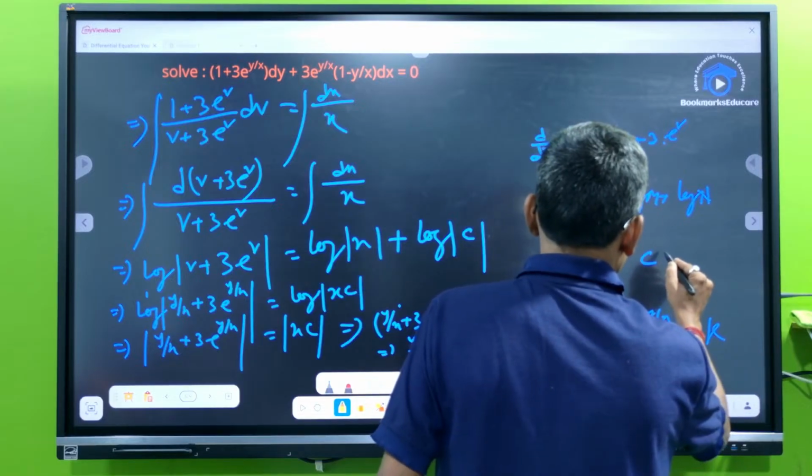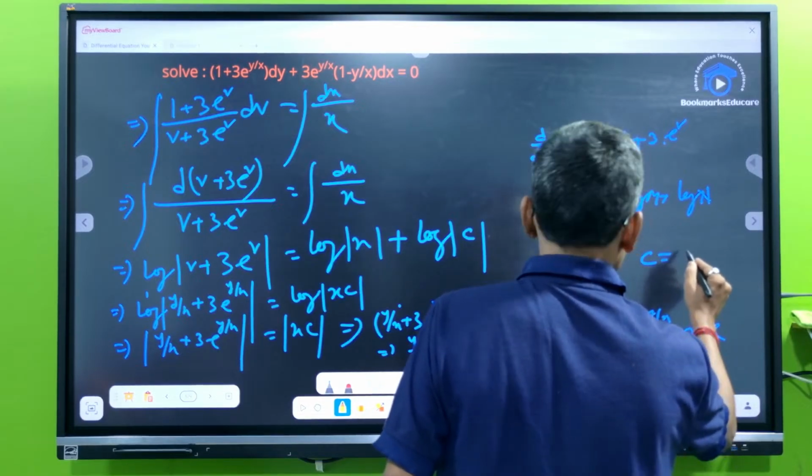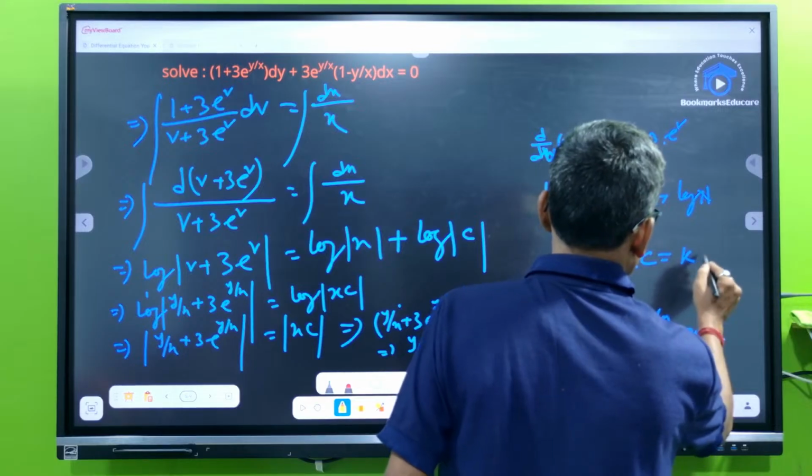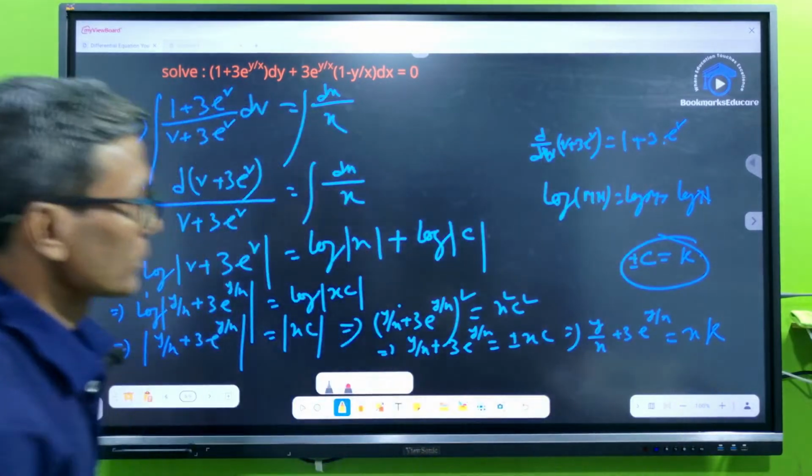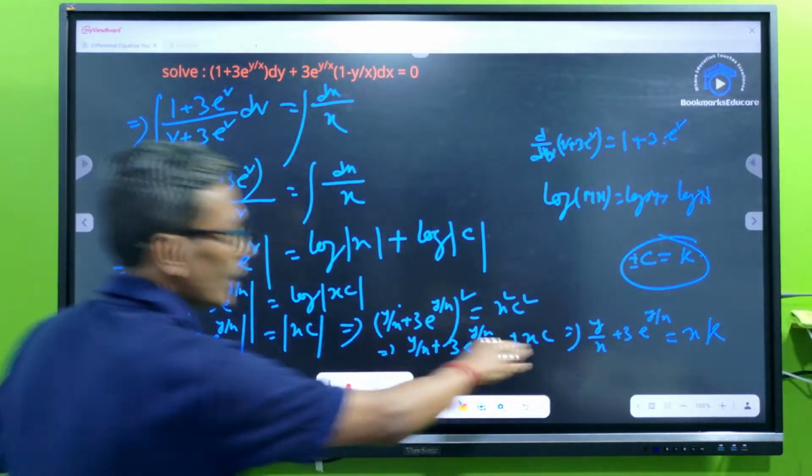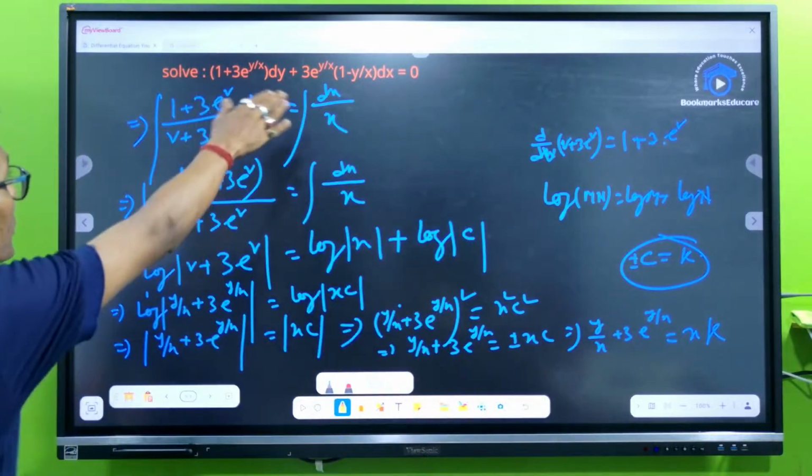We can assume plus minus c is equal to k. So this is the required solution of this equation.